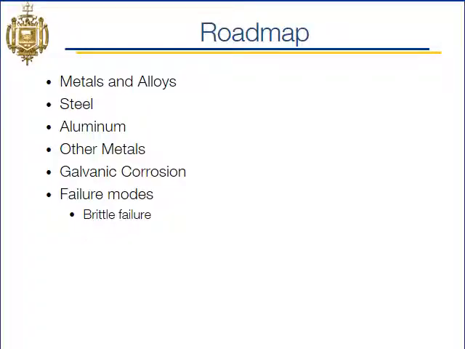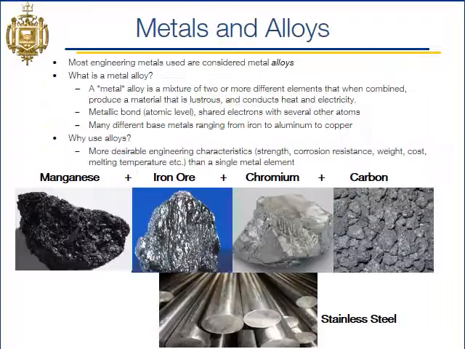Here's the roadmap for this lecture. We're going to talk about metals and alloys. Then we're going to go specifically into steel, aluminum, and then some other metals. We'll talk about galvanic corrosion and then material failure modes with an emphasis on brittle failure.